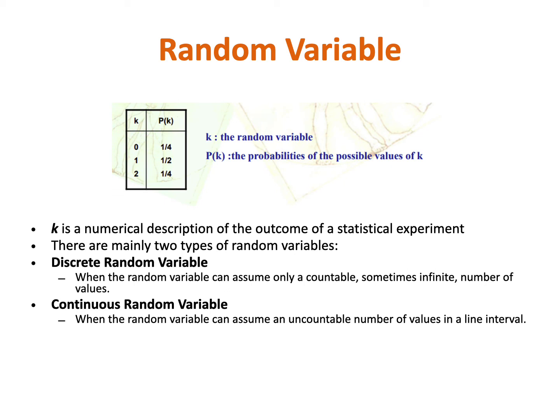There are mainly 2 types of random variables. One is the discrete random variable, when the random variable can assume only a countable, sometimes infinite, number of values. And for the continuous random variable, the random variable can assume an uncountable number of values in a certain interval. So this is the continuous random variable.